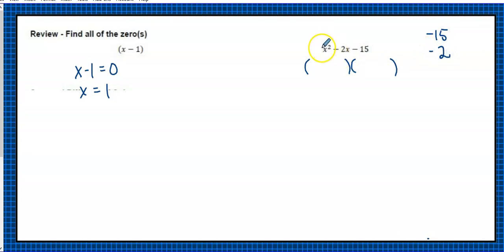If the a value is not 1, then you have to split the middle term and then group. I'm not going to do one like that in this lesson, but you can go back and review that in the factoring trinomials lesson.